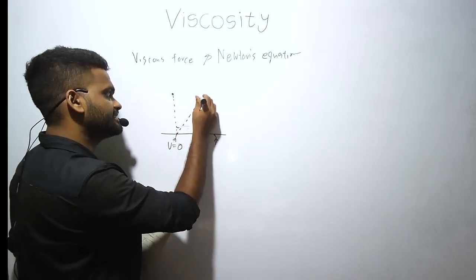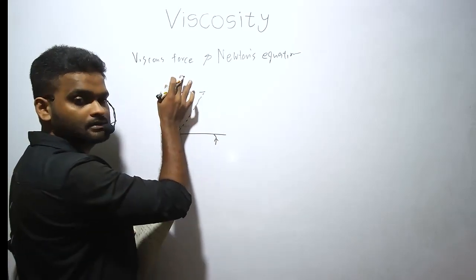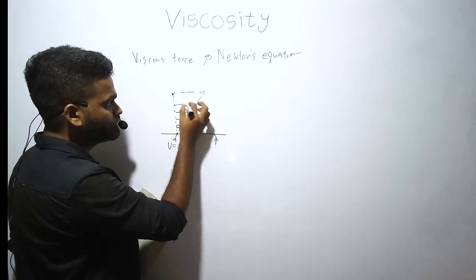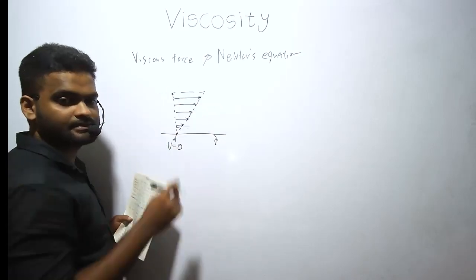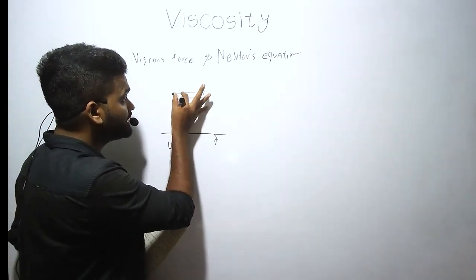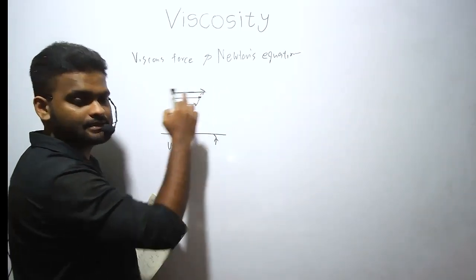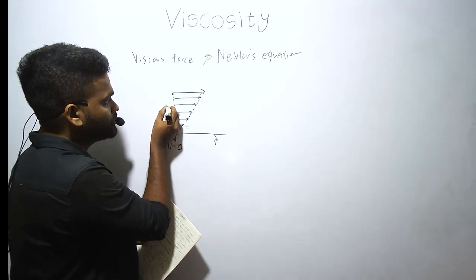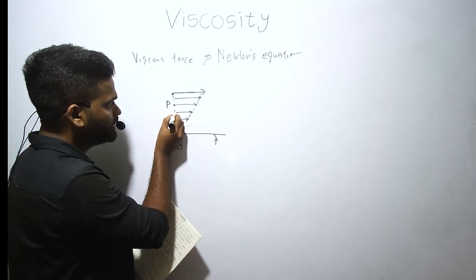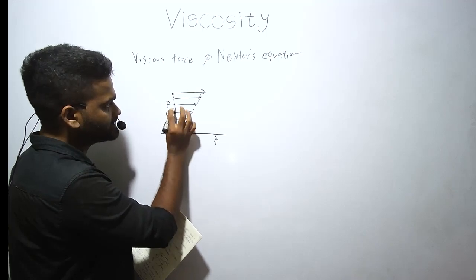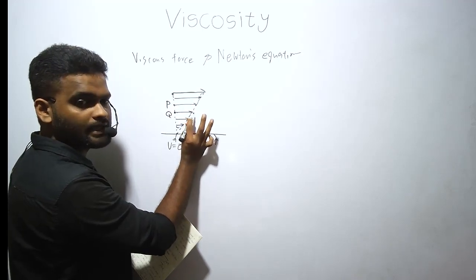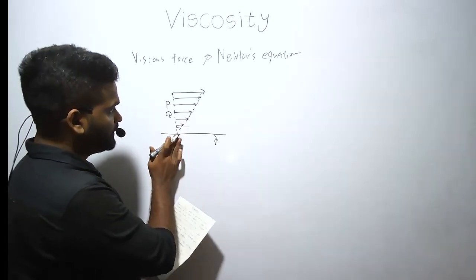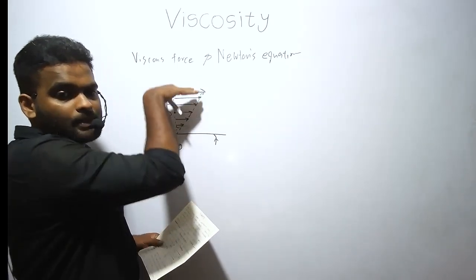Then what happens as it goes up, away from the plate? The velocity gradually increases like this, and the top layer has the highest speed. Then I'm going to take two layers, let's say P and Q layers. This is one layer, and there's another layer named Q. So velocity gradually increases as you go up.